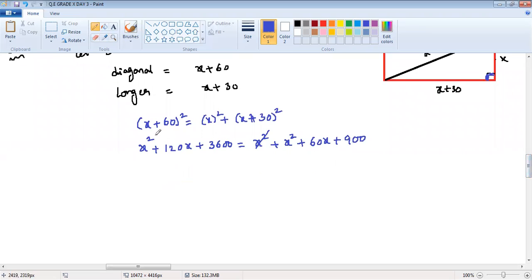Both sides, one x square cancels. Then what could you write? 0. Means I'm carrying all the terms to the other side. Then x square, 60 minus 120 minus 60, 900 minus 3600 minus 2700. Got it? Then the equation is x square minus 60x minus 2700, which is equal to 0. Do you understand?